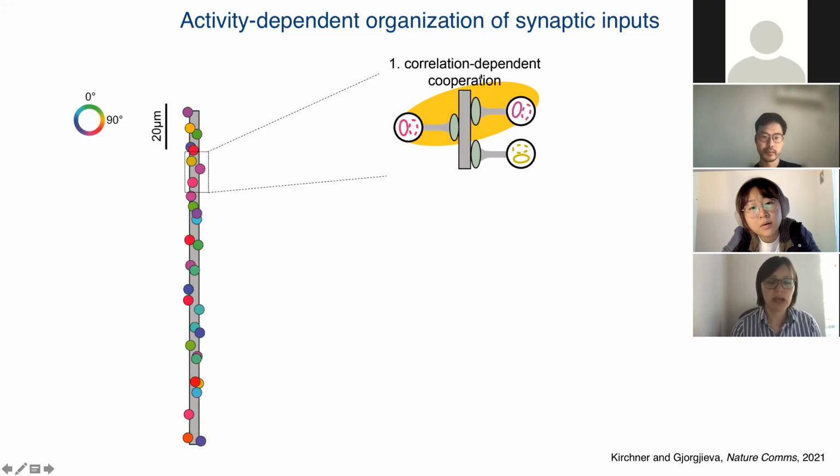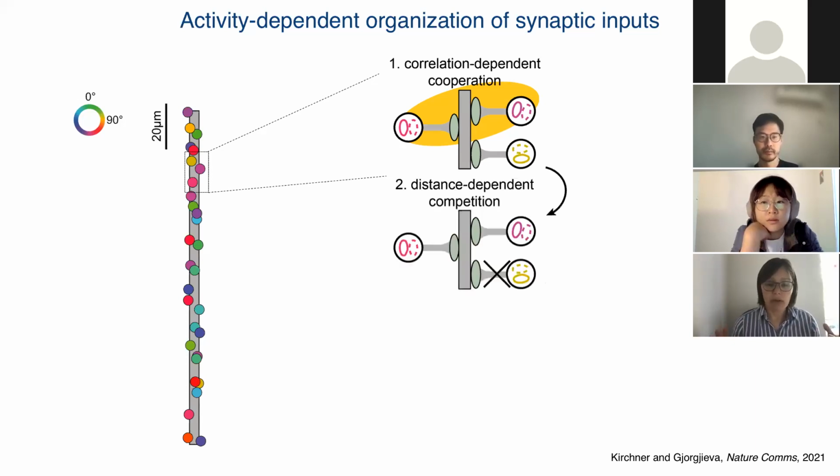So we call this correlation-dependent cooperation. These two synaptic inputs experience correlated activity because the retinal wave activates them at the same time. As a result, they cooperate and both become potentiated. The second ingredient in the model, in this activity-dependent refinement, is distance-dependent competition.